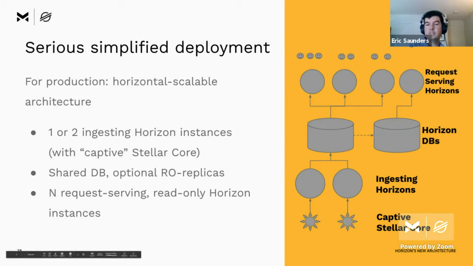And what it means is you can scale horizontally as far as you like. Behind a load balancer, people see a single Horizon instance, but you can serve hundreds, thousands, millions of requests as much as you want. So this is pretty huge, and this is the recommendation for serious production deployment.